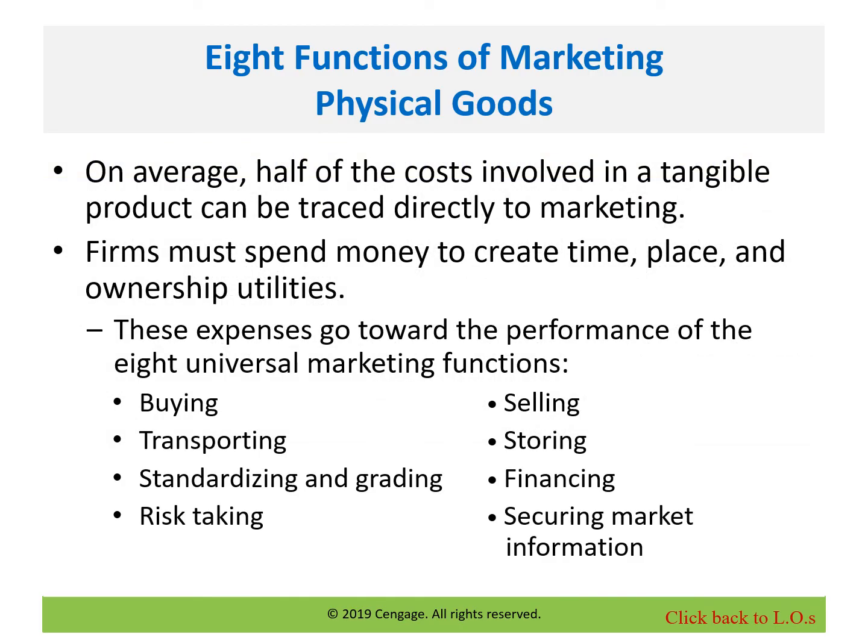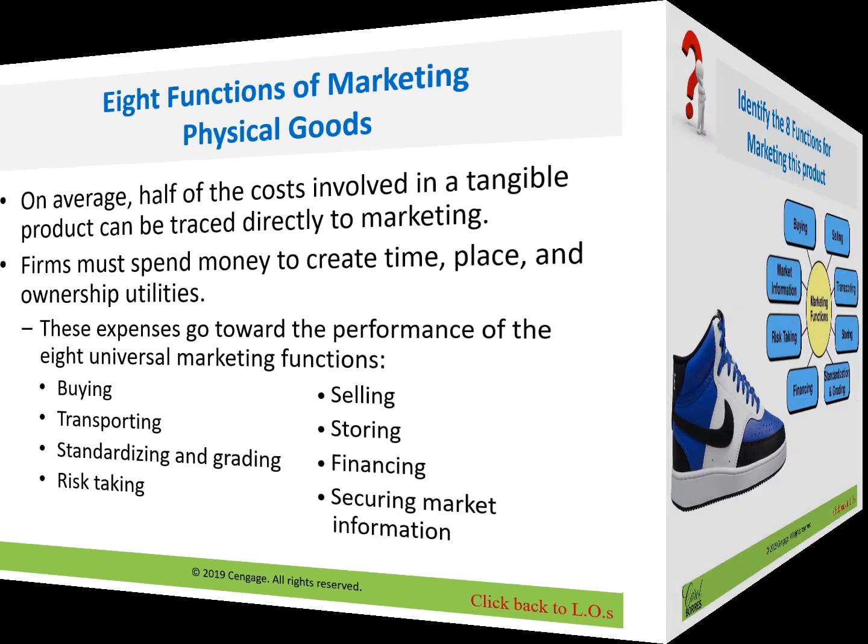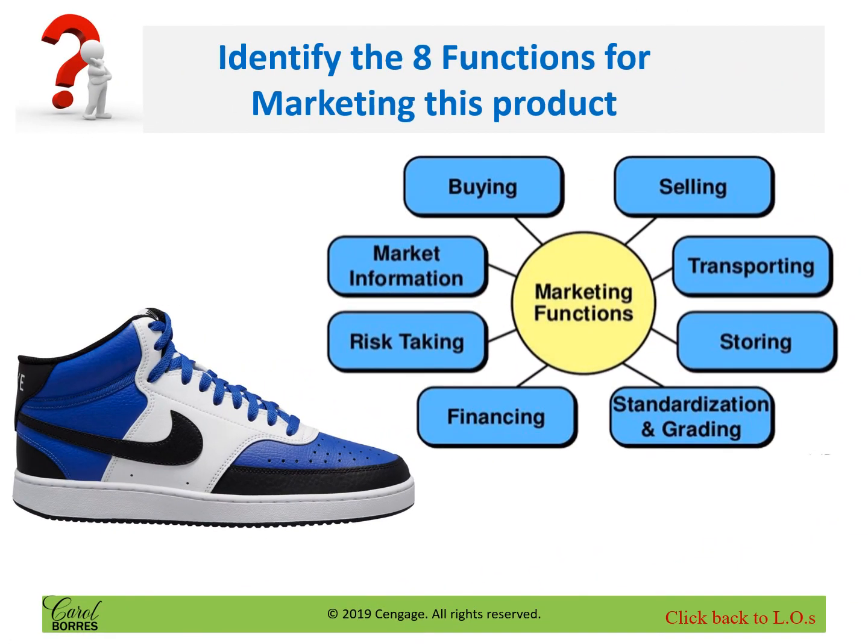On average, half of the cost involved in a tangible product can be traced directly to marketing. Firms must spend money to create time, place, and ownership utilities. These expenses go toward the performance of the 8 universal marketing functions just mentioned. Identify the specific activities involved in the 8 functions of marketing this product.